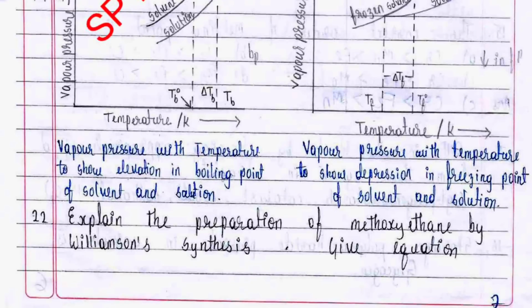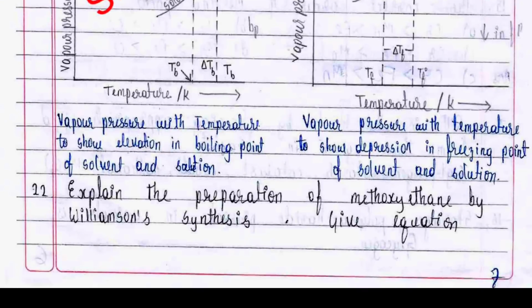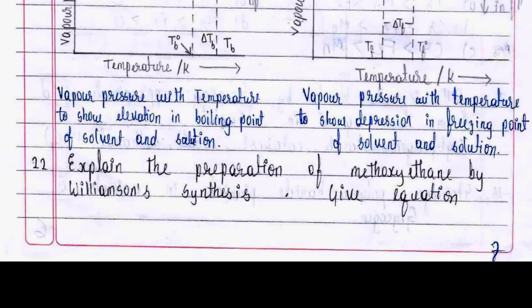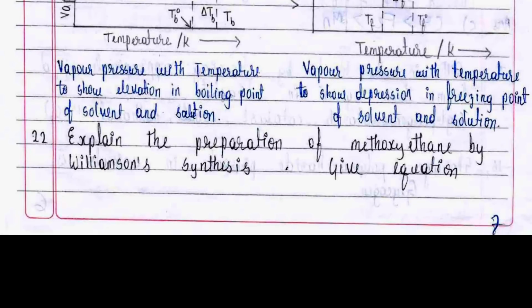Sure. 22. Explain the preparation of methoxyethane by Williamson synthesis. Given equation, and the answer is below.